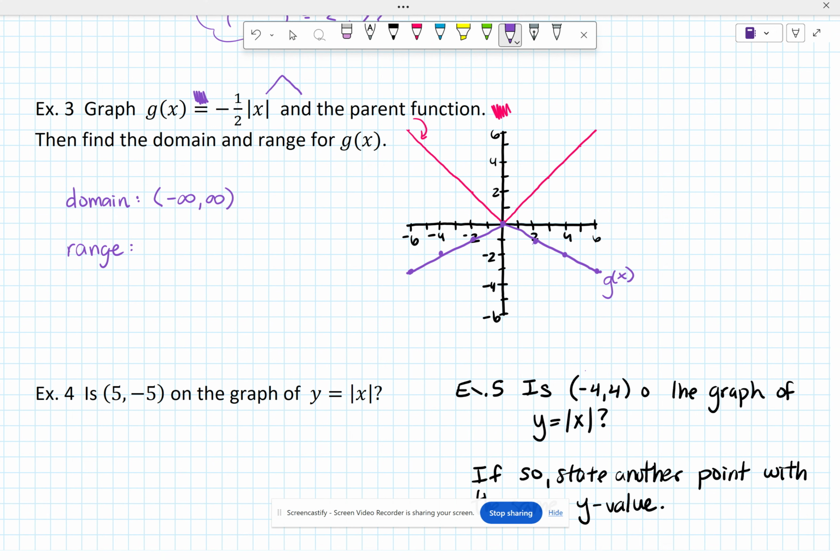And now my range. My range now is going to go up, up, up until I hit 0, but it's going to go down forever. And so that is going to look like -infinity up to 0. You know, I changed my mind. I'm going to do inequality notation also for these, just so you can see it. It only takes a few seconds. So my inequality notation for my range would look like y is less than or equal to 0.